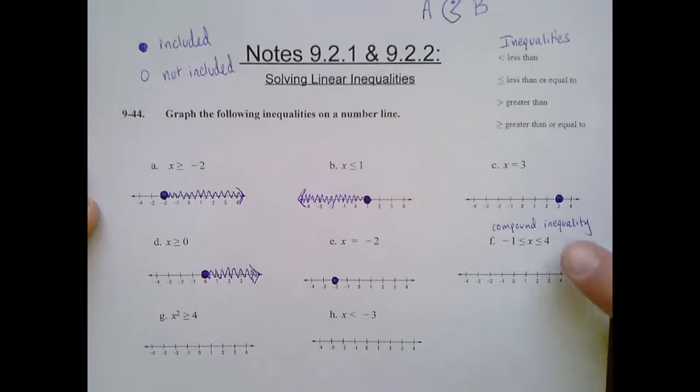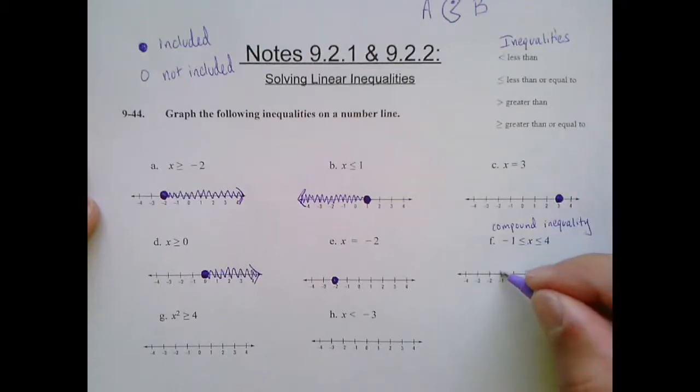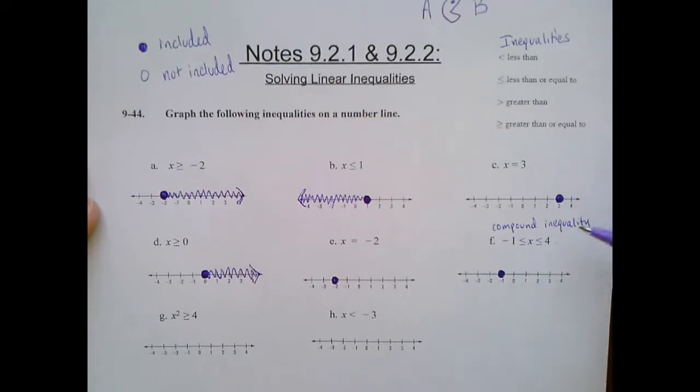So let's read this one first. We have -1 is less than or equal to X. Another way to say that, X is greater than or equal to -1. So is -1 included? It is. Now I'll say hold off on that one. How about the other one? We have X is less than or equal to 4. Is 4 included? It is.